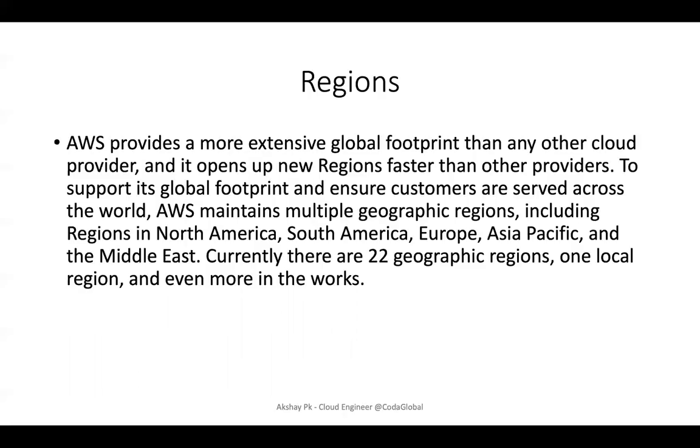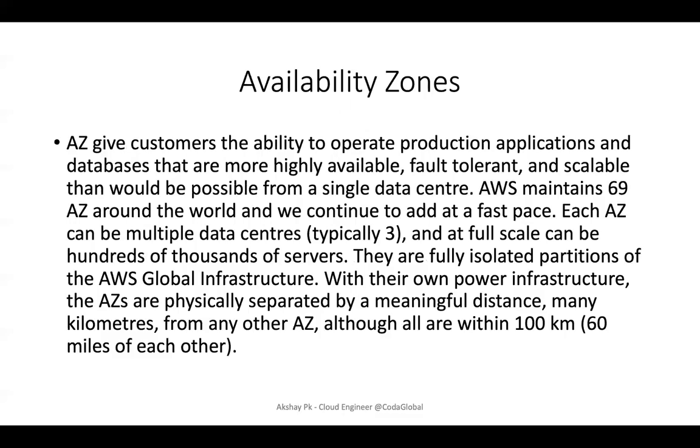Anyways, I'll be showing you all of this on the console when we log in. So regarding availability zones, there are some key points here. They try to have a minimum of typically 3 availability zones within a region. They maintain more than 76, I believe, right now, availability zones across the entire world. These are isolated portions of the global infrastructure, so they have their own power infrastructure. They are physically separated by a meaningful distance of at least 100 kilometers, which is 60 miles.